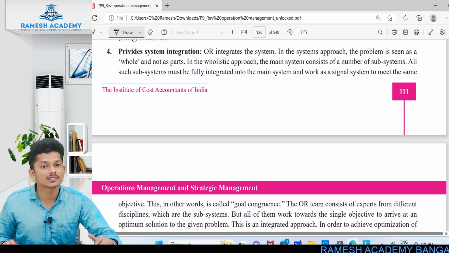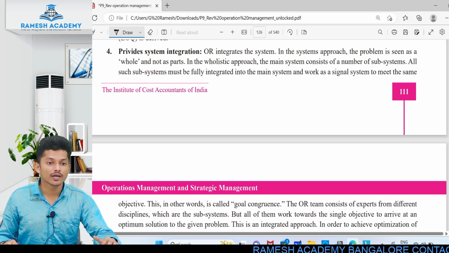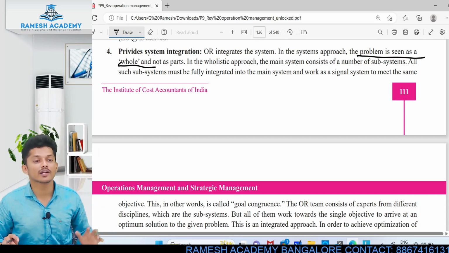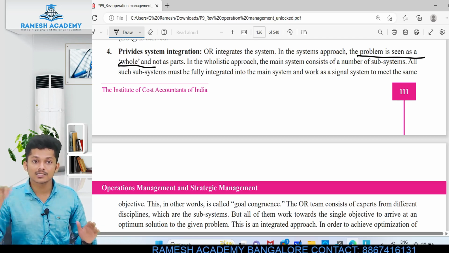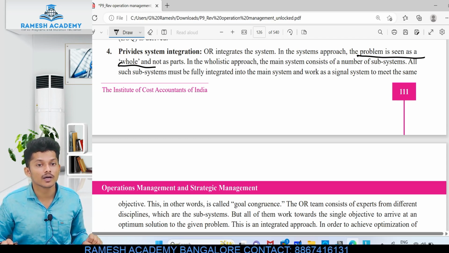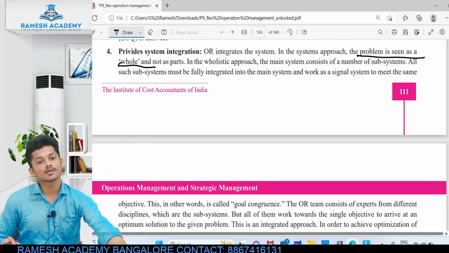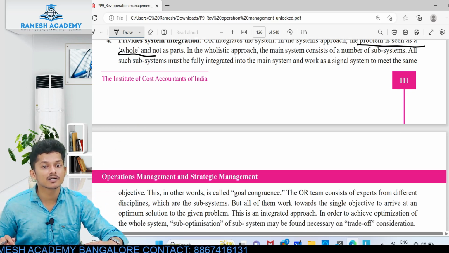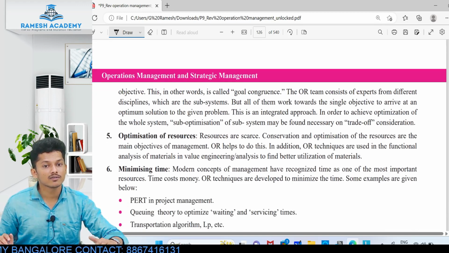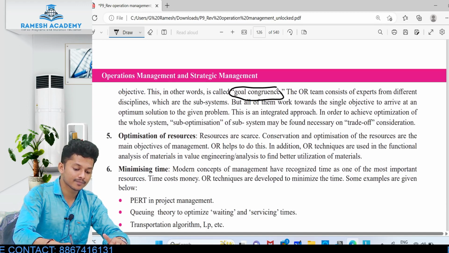So OR is an integrated system, in this system approach the problem is seen as a whole and not as parts. Okay, very easy, no? So from OM you can understand and you can relate to your own life also. See, the problem should never be seen as bits and pieces. See the entire problem as a whole. Okay, in a holistic approach the main system consists of a number of subsystems. All such subsystems must be fully integrated into the main system and work as a single system to meet the same objective. And in other words it is called goal congruence. So goal congruence means goal oriented.